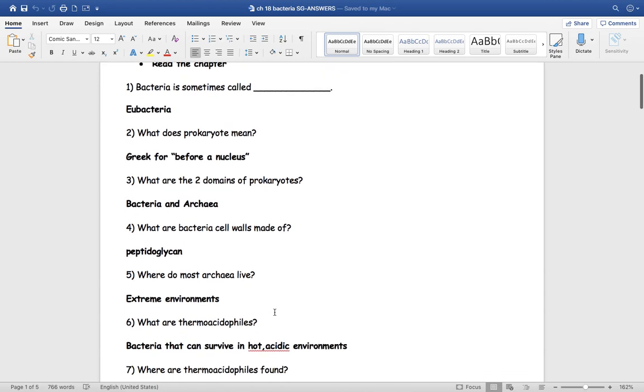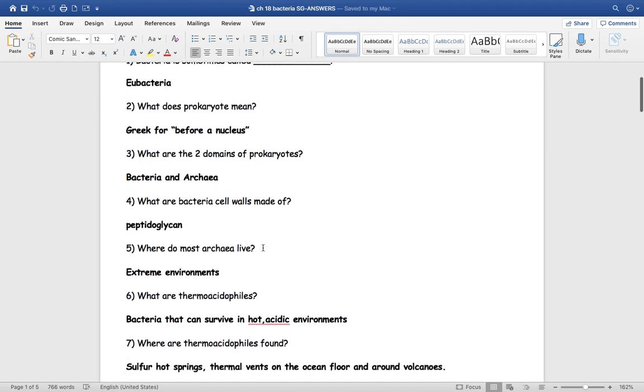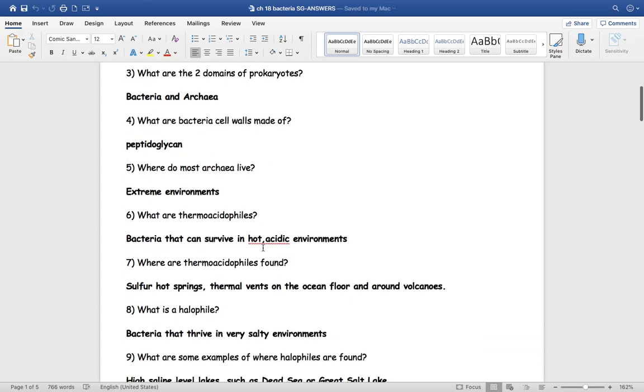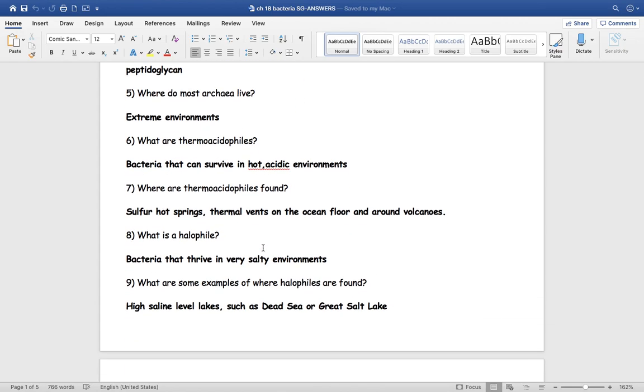What are bacteria cell walls made of? Peptidoglycan. Where do most archaea live? Extreme environments. They're called extremophiles. What are thermoacidophiles? Bacteria that can survive in hot, acidic environments.